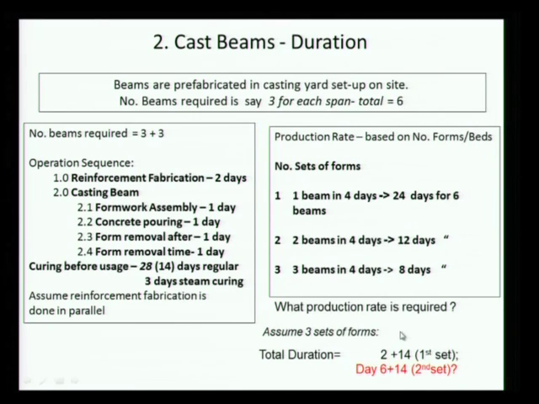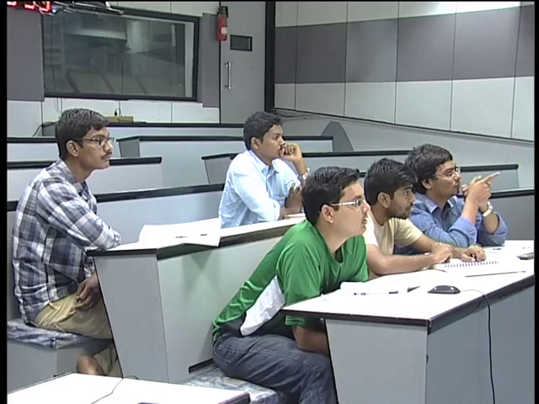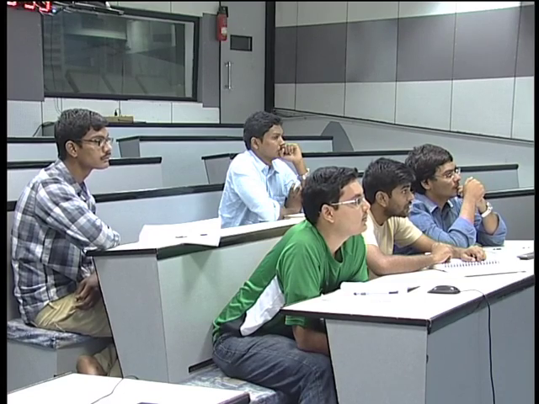Can you convince yourself, or can you tell me if this is okay, or what have I done here? What is shown below? What is the duration? How do I calculate the duration? What is it? What does 2 plus 14 mean? 14 days for curing. Yeah. What is 2? Formwork assembly and concrete pouring. Yeah. Why am I not taking 4 days plus 14?